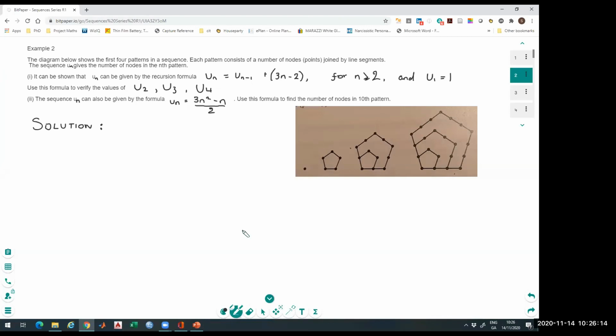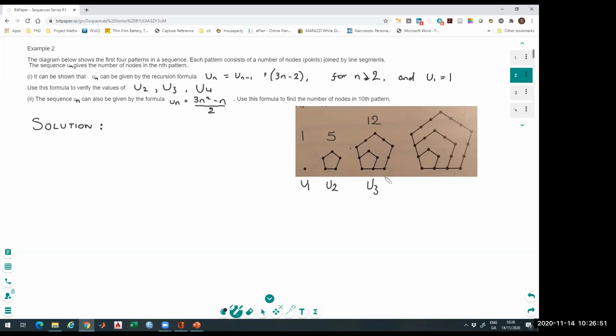Now, that's to verify them, but let's write them down ourselves first. What's the value of u1? So this is u1, and its value is 1. This is u2, and its value is 5. What's u3? Its value is 12.